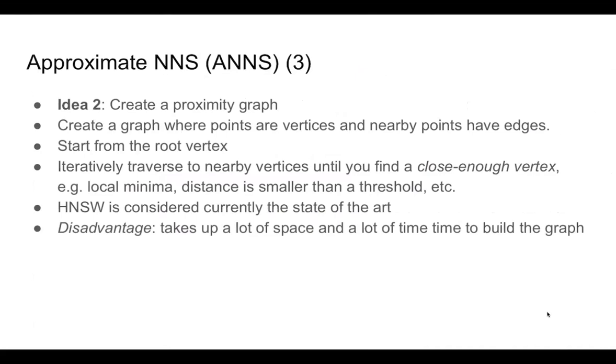And we also talk about another possible idea, which is we can create a proximity graph and then try to traverse the graph to find the closest point. In this case, HNSW is one of the proximity graph methods. And if you're interested, it's good to really delve into this method, because it's one of the most accurate approximations and also very fast. But the disadvantage is that it takes a lot of space because you have to build a graph.